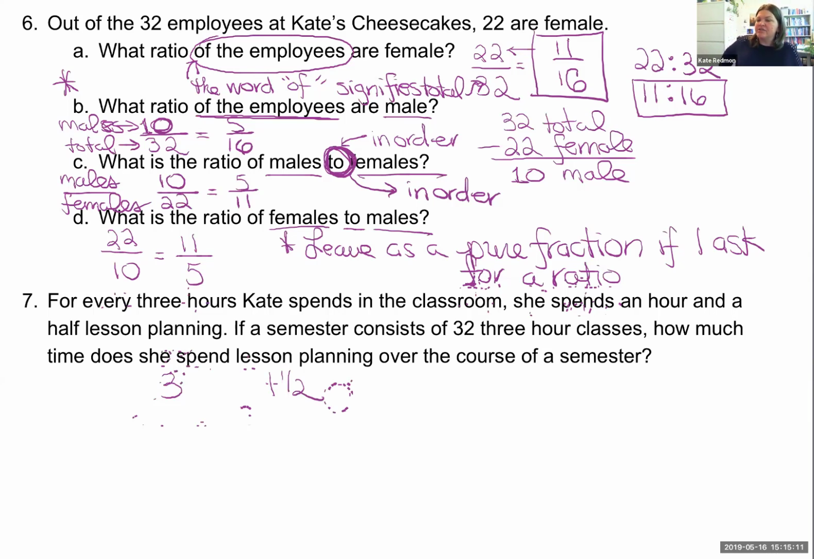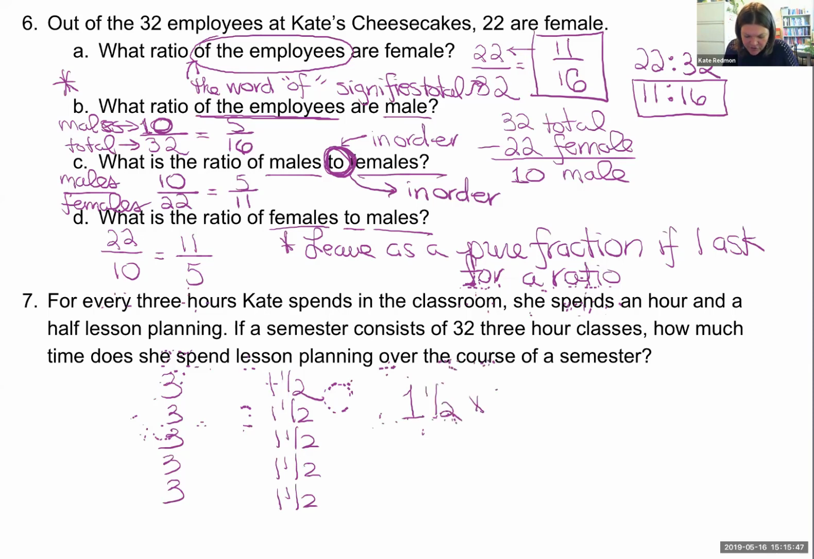Now I said a semester consists of 32 3-hour classes. So if I wanted to do a tape diagram of this, I would have to draw a 3 32 times. If I drew the 3 32 times, how many times would I draw the 1.5? 32. Yes, I would draw the 1.5 32 times. So I would do 1.5 hours of lesson planning 32 times throughout the semester. And so I put times 32.